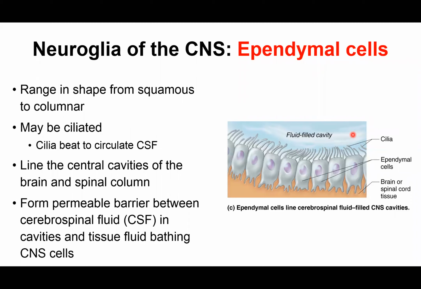The ependymal cells line the central cavities of the brain and the spinal column, and they also function to form this barrier between cerebrospinal fluid and the tissue that the fluid is bathing, these central nervous system cells. Okay, so they're sort of forming a barrier between the CSF and the actual cells that are located within the brain and the spinal cord.